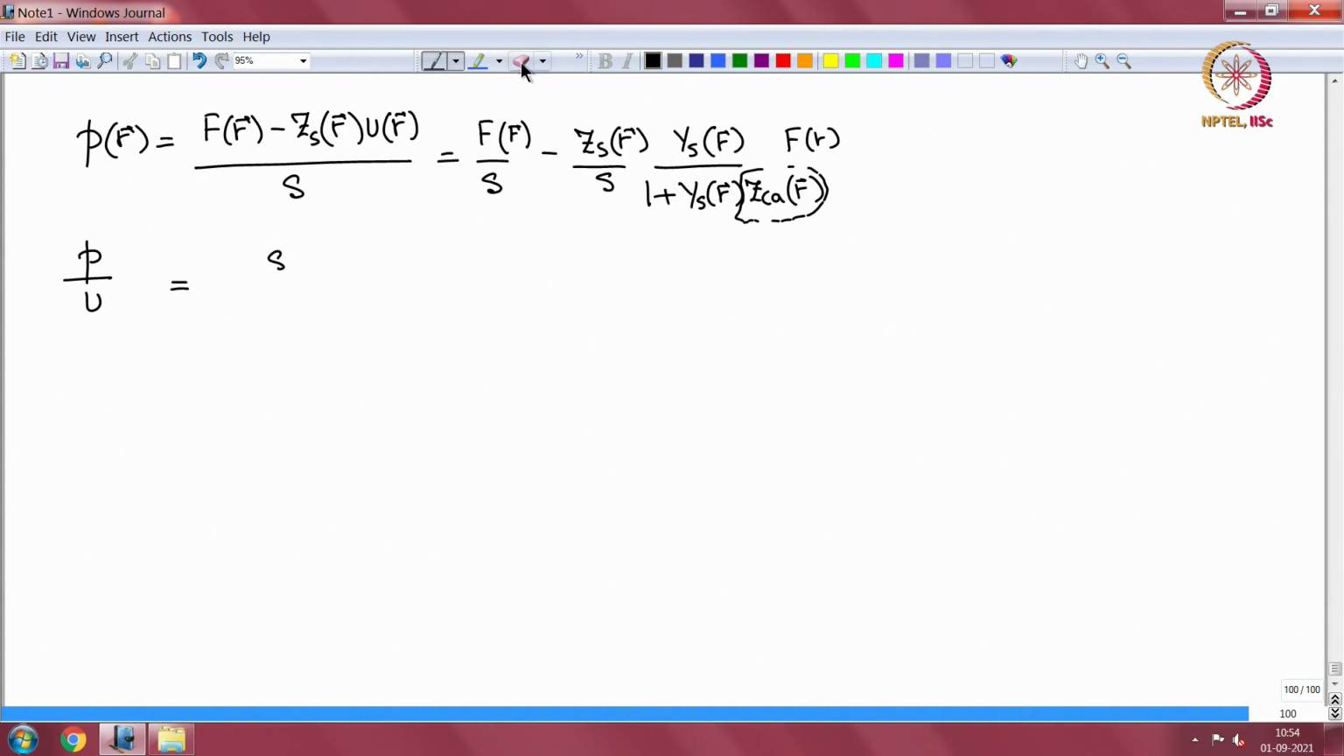Okay, the derivation becomes equal to, so P of R becomes equal to S Ys of R. Okay, and here comes another idea, ZA of R divided by 1 plus ZA of R and one more YCS of R, into F of R.